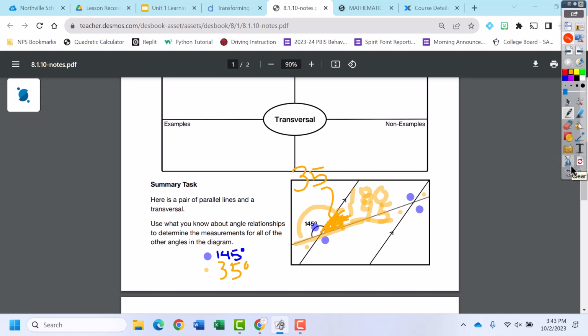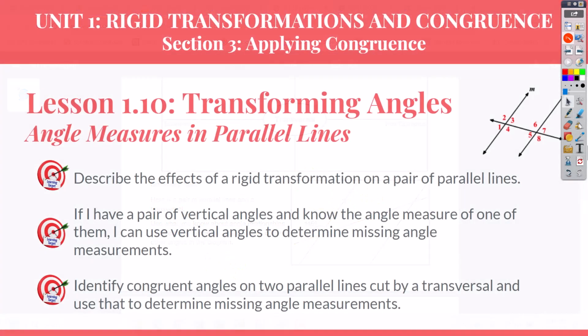But we looked today at vertical angles and transversals. So in this lesson on angle measures and parallel lines, we were able to describe the effects of a rigid transformation on a pair of parallel lines. We knew that if we had a pair of vertical angles and we know the angle measure of one of them, you can use vertical angles to determine the missing angle measurements. And we identified congruent angles on two parallel lines cut by a transversal, and we used that to determine missing angle measurements.